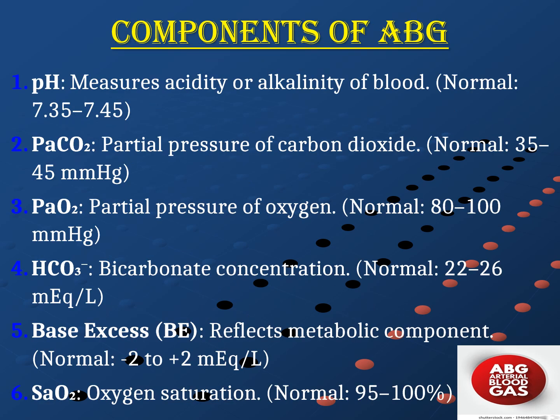Components of ABG. 1. pH. Measures acidity or alkalinity of blood. Normal, 7.35–7.45. 2. PaCO2. Partial pressure of carbon dioxide. Normal, 35 to 45 mmHg. 3. PaO2. Partial pressure of oxygen. Normal, 80–100 mmHg. 4. HCO3. Bicarbonate concentration. Normal, 22 to 26 mEq/L.